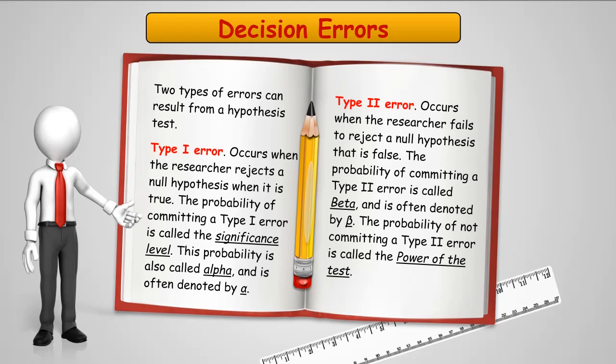A type 2 error is the opposite. It occurs when the researcher fails to reject the null hypothesis, but it's actually false. The probability of this is also called beta. The probability of not committing a type 2 error is called the power of the test.